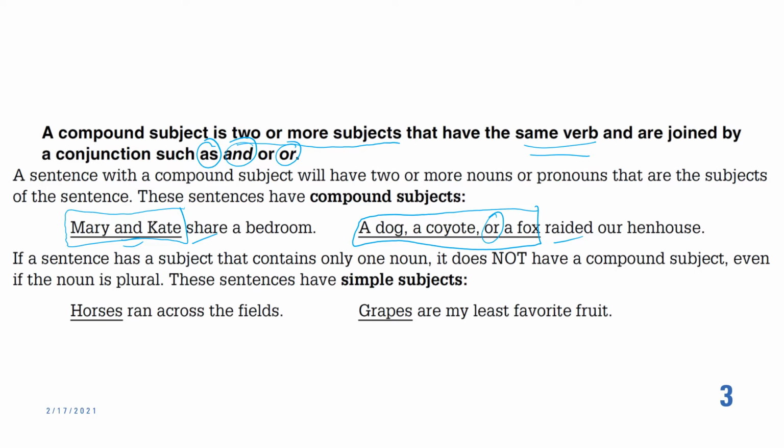Grapes are my least favorite fruit. Grapes. It doesn't matter whether the word is singular or plural, we still call it simple subject. Don't confuse simple with singular or plural. Simple means one subject, and compound means more than one subject, two or three, and those subjects are joined by conjunctions. Horses and grapes are not joined by any conjunction. So this is the difference between compound and simple.